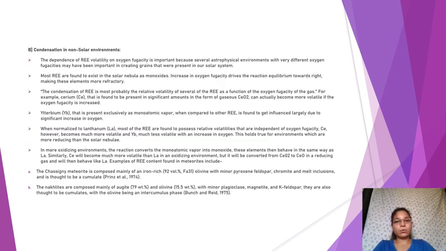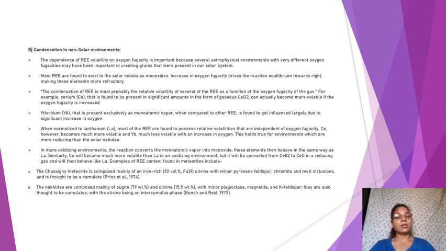There are other environments also where we can study the rare earth element content. This environment is a non-solar environment. Here, the volatility of rare earth elements is determined considering the oxygen fugacity of the matter under study. Why oxygen fugacity? Because several astrophysical environments with different oxygen fugacities may have been important in creating grains that were present in our solar system. Therefore, oxygen fugacity can help us determine the rare earth element content as long as the rare earth element is present in its corresponding oxide form.